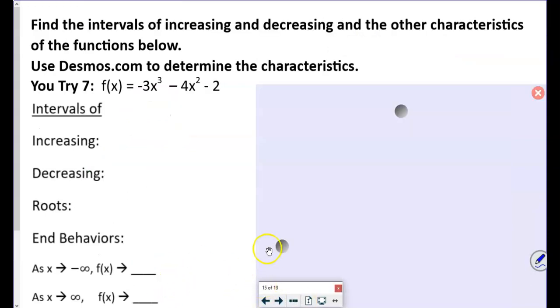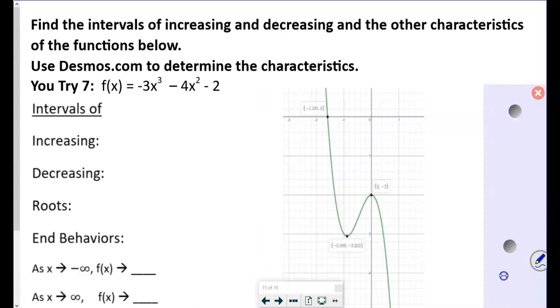So here again, I went ahead and pulled in the graph. There's the graph. I expected this one to look like this, right? So it has 2 decreases and 1 increase. Okay, so look here. We're going to decrease from here to here, right? So that's going to be negative infinity to what was that down there?